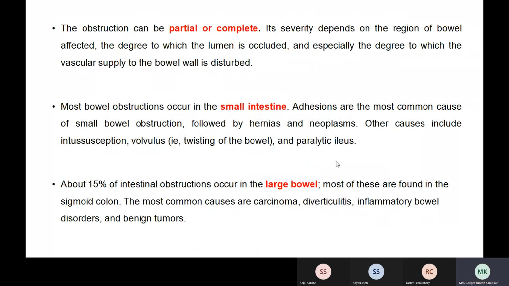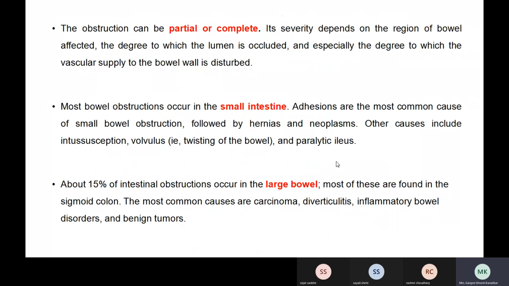So when it is in the small intestine, what are the causes? Mostly the adhesions present in the small bowel, which may be caused by hernias or certain neoplasms. Other causes: either intussusception or volvulus. Okay, intussusception meaning what? The loops of the bowel go within each other. And volvulus is what? It is twisting of the bowel. So either of these cause it, or there can be paralytic ileus. Paralytic ileus means there is no nerve supply to the ileum, and because of that the function is affected. So that is what may occur in the small intestine.